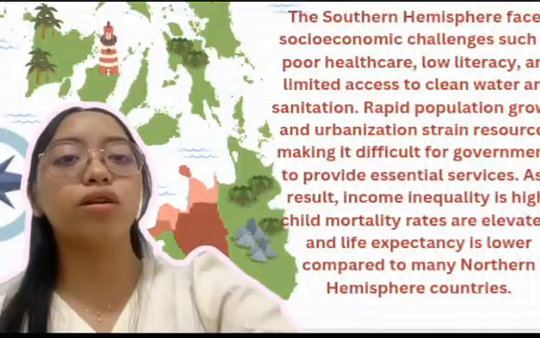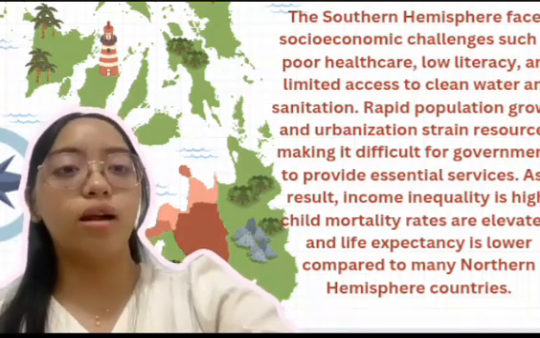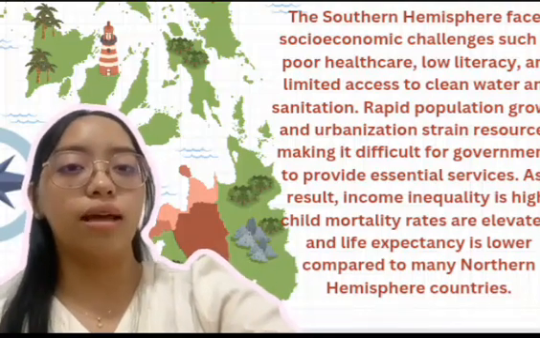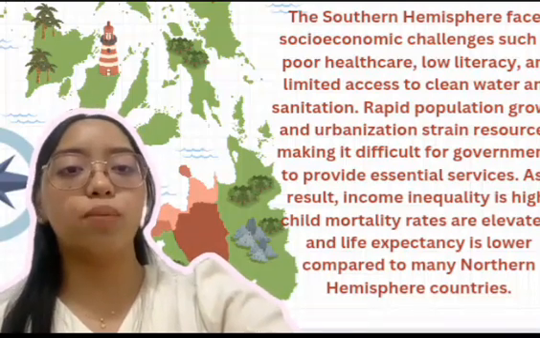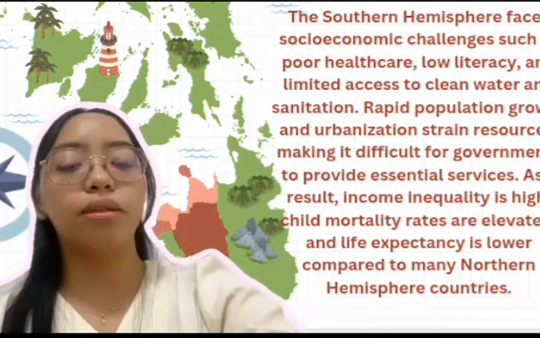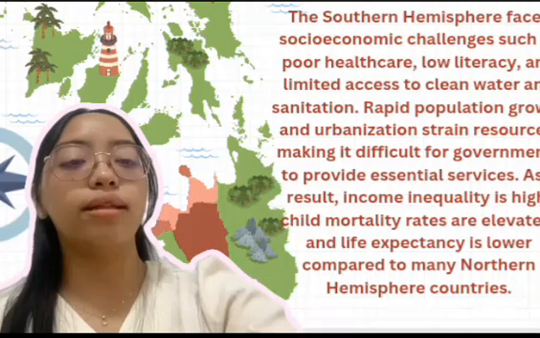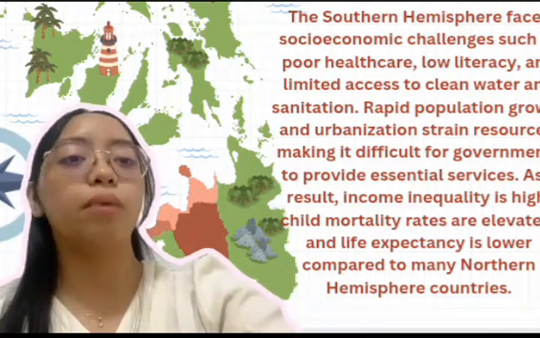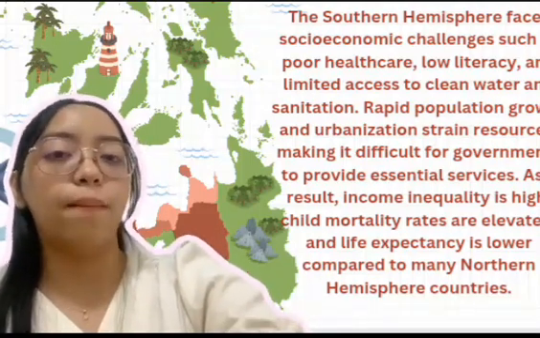In terms of socioeconomic conditions, the Southern Hemisphere is characterized by poor healthcare, low literacy, and limited access to clean water and sanitation. But the problem is that the increase in population and urbanization is putting a lot of pressure on resources, which makes it difficult for governments to provide the minimum services that are required. All of this leads to huge income inequalities, high child mortality rates, and low life expectancy compared to the majority of countries in the Northern Hemisphere.